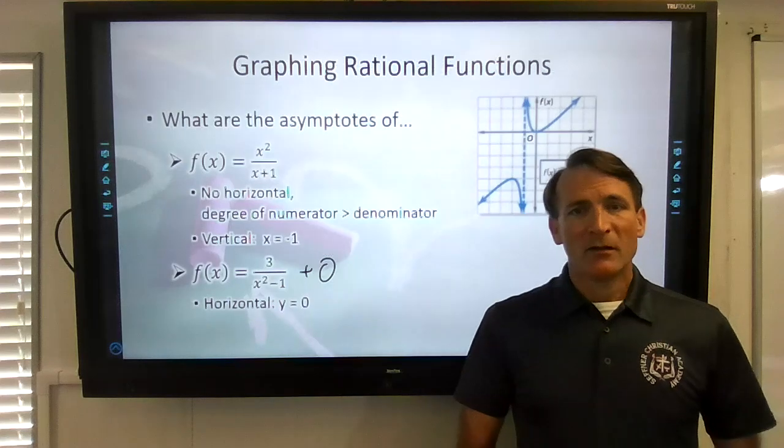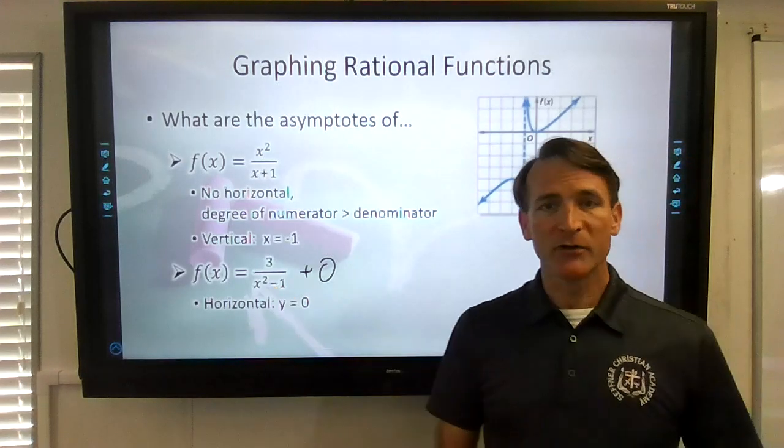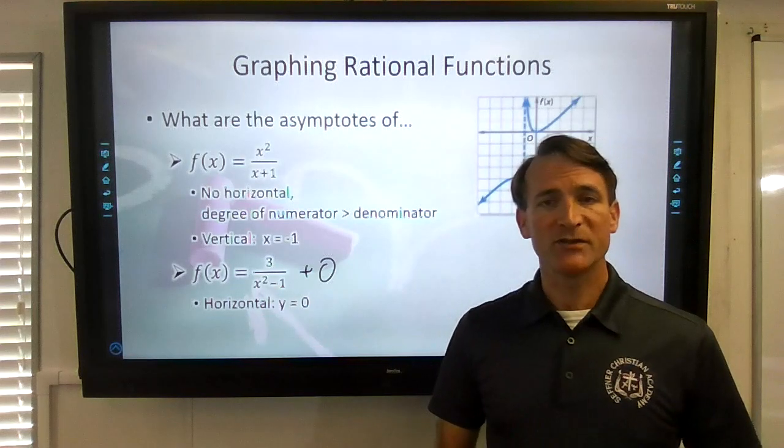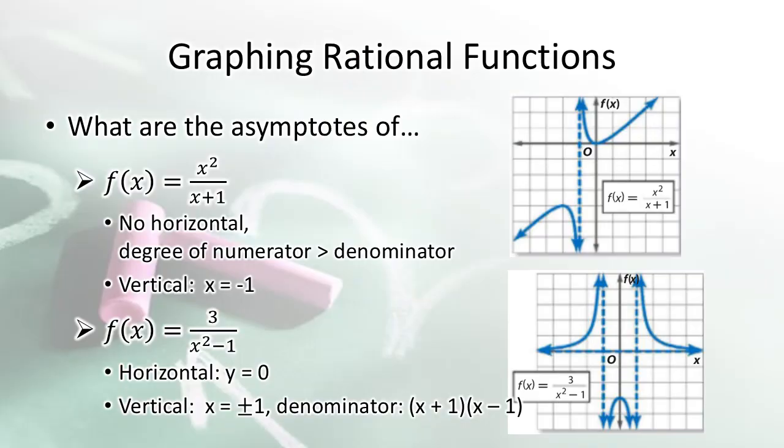Now, as far as the vertical asymptote, I need to set my denominator equal to 0. So I have x squared minus 1 is equal to 0. Adding 1 to both sides gives me x squared is equal to 1. And taking the square root of both sides, I get x is equal to plus or minus 1.